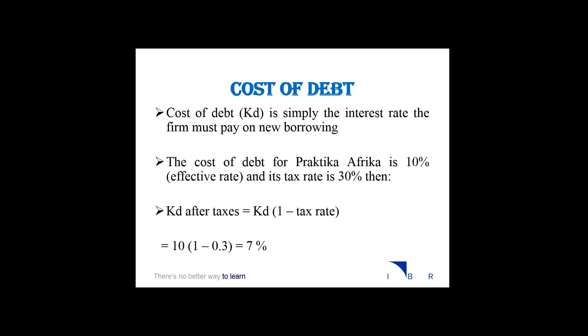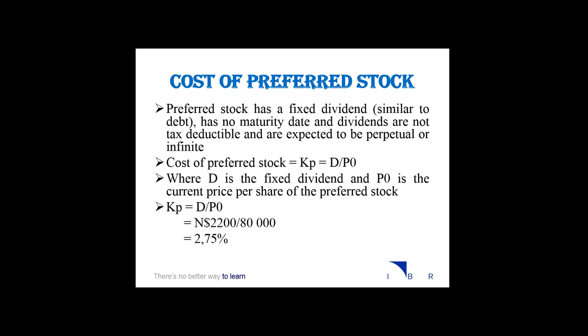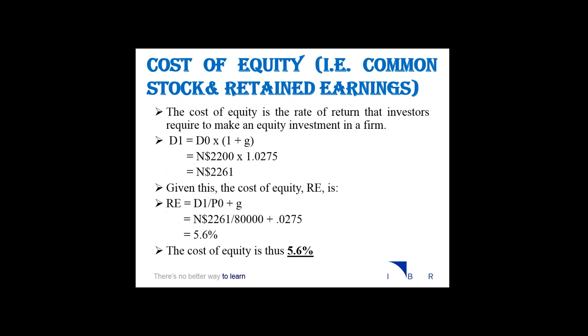Then we went on to calculate the cost of preferred stock, because we need all these values to be able to calculate that. And preferred stock has a fixed dividend similar to debt, has no maturity date, and dividends are not tax deductible like in the other slide, and are expected to be perpetual or infinite. Cost of preferred stock is calculated as follows, and you can see the value here, it's 2.75%.